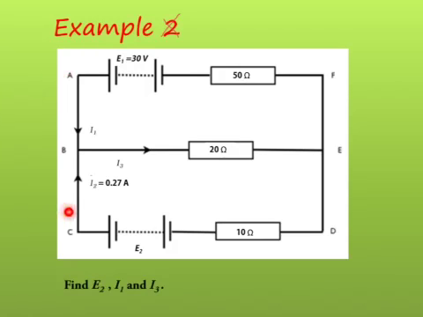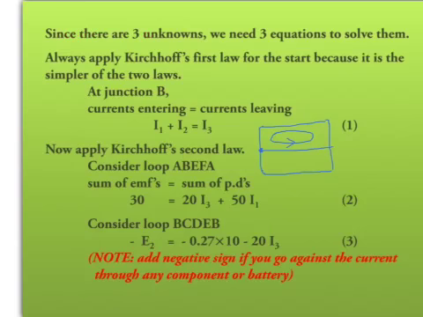Here is an example of a circuit that requires the application of both laws. In this circuit, there are 3 unknowns: E2, I1, I3. E2 is this one here, the unknown EMF. I1, this one. I3, this one. Here is the solution in detail. Since there are 3 unknowns, we need 3 equations to solve them. So we have to come up with 3 equations.